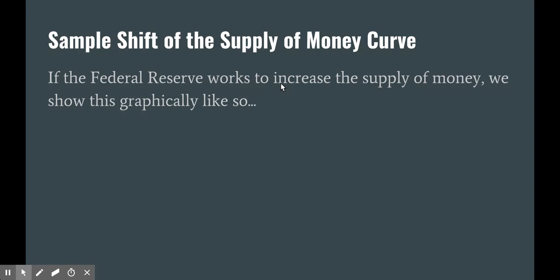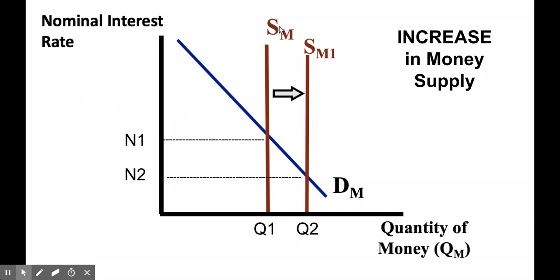This is going to show you a sample shift of the supply of money curve, the completely vertical one, which again is entirely shifted by the Federal Reserve doing one of three things. So we'll just say if the Federal Reserve wants to increase the supply of money, they have three things that they could do, which we'll get into the next video. But if they increase the supply of money, this is what it would look like. We would shift here from SM, shift it to the right to show an increase like everything else, and that would represent an increase in the money supply.